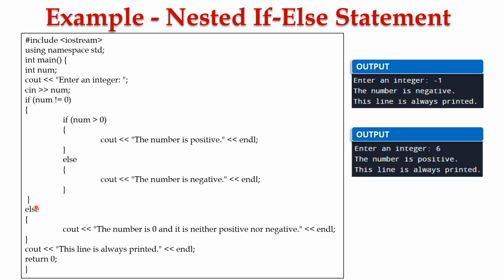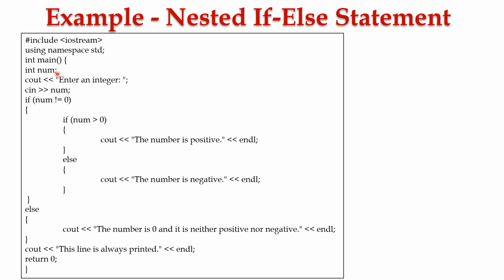Now we are moving to the else part for the first condition. Using a cout statement, "The number is 0" if it is neither positive nor negative is displayed to the user. So we have completed the else part for condition 1 also. Next, using a cout statement, "This line is always printed" is displayed to the user. Next, return 0. The program ends here.